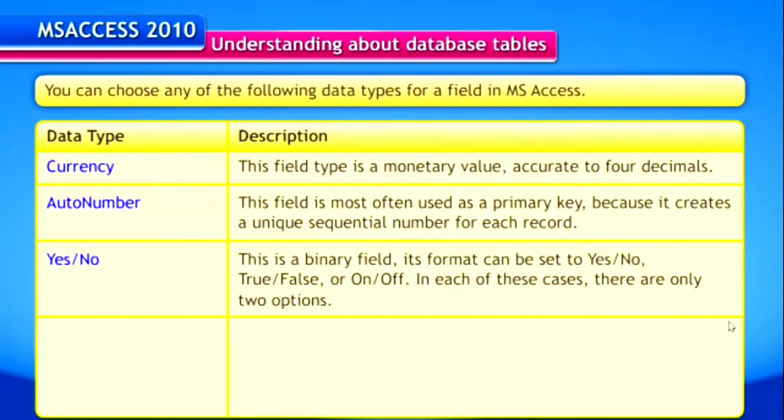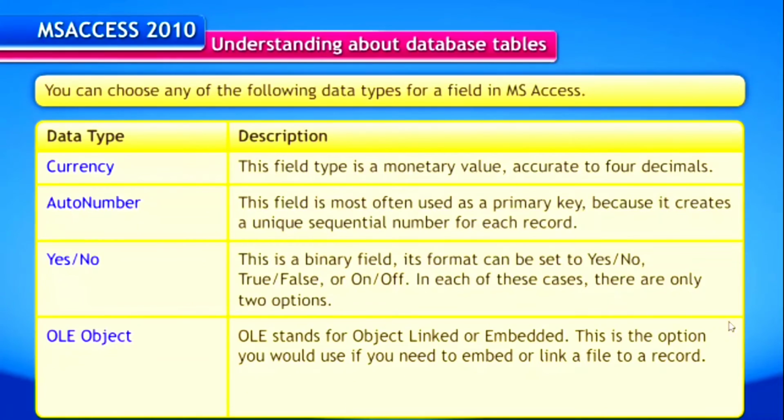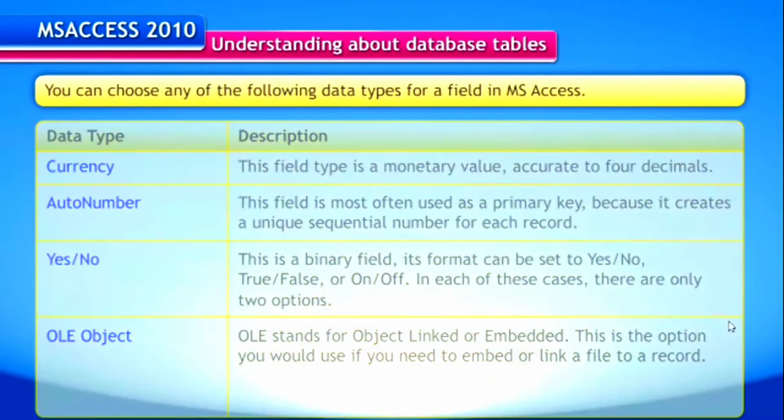This is a binary field. Its format can be set to yes or no, true or false, or on or off. In each of these cases, there are only 2 options. OLE object. OLE stands for object linked or embedded. This is the option you would use if you need to embed or link a file to a record.